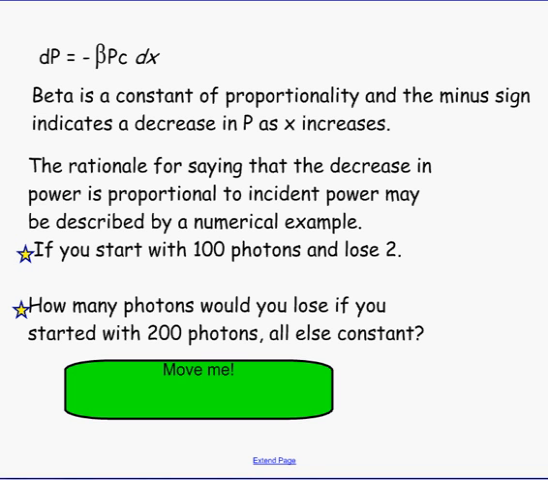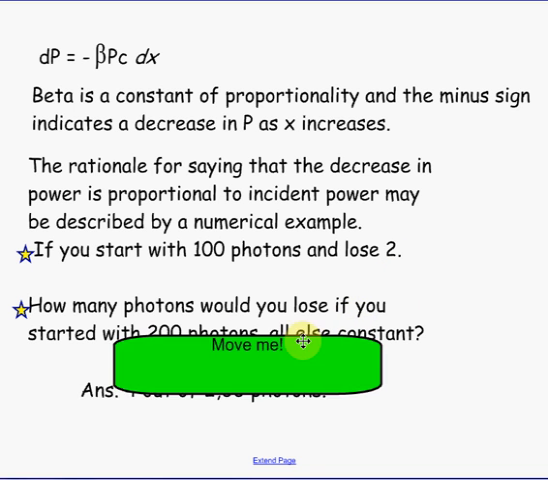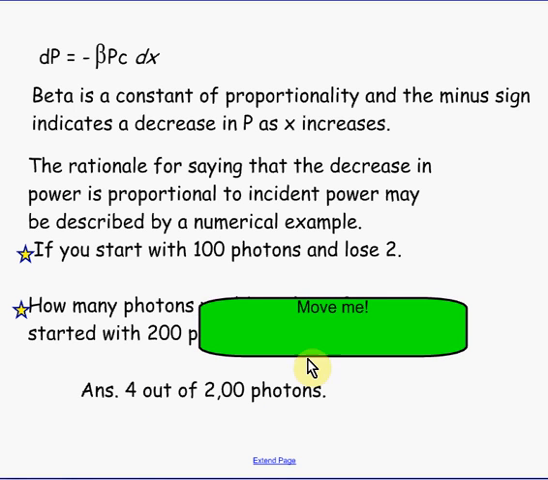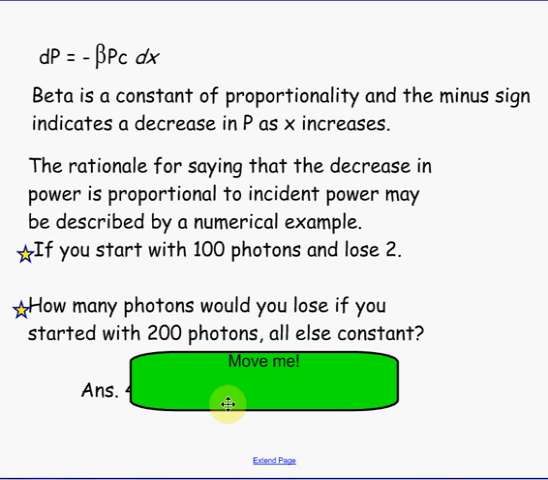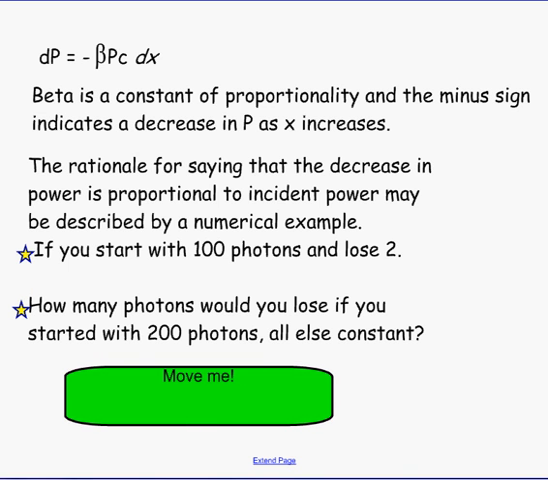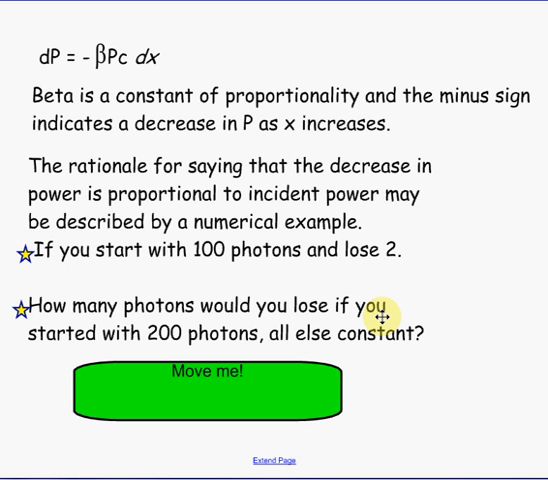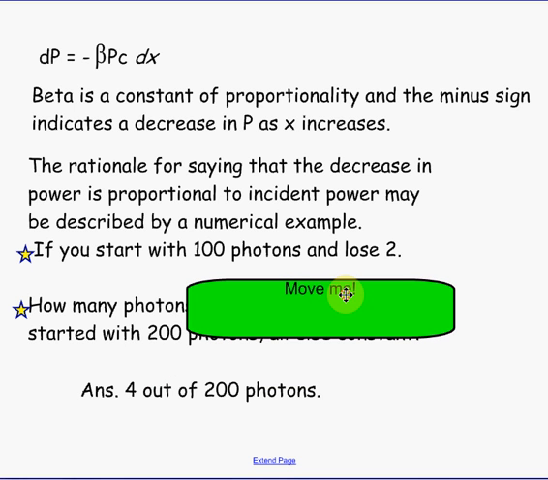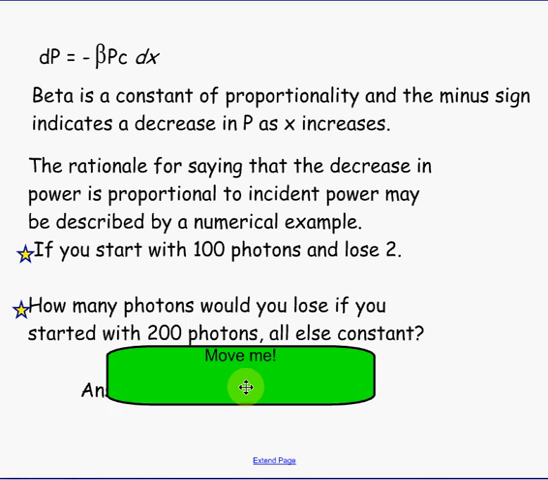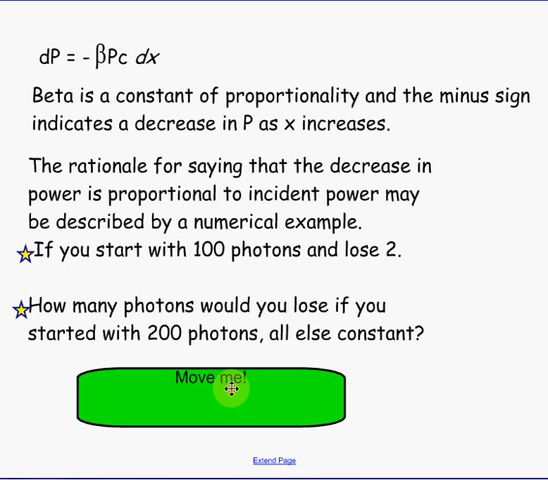Well, it's a simple relationship. If you started off with 100 and you lost 2, then if we started off with 200, 200 is just 100 times 2, so we would lose 2 times 2, and that would give us 4. So 4 out of the 200 photons would be lost. Okay.